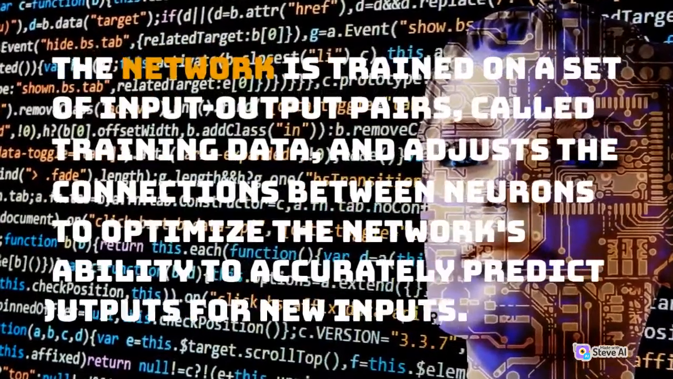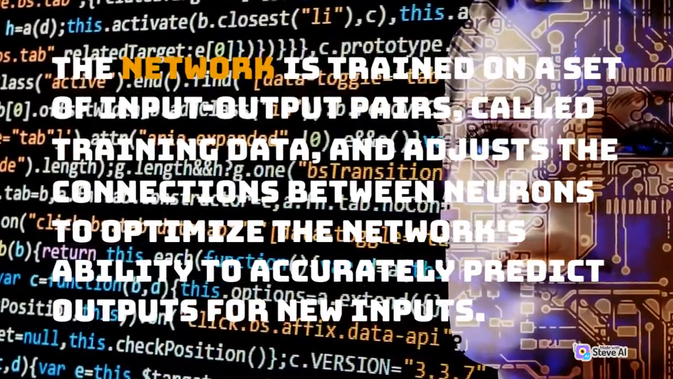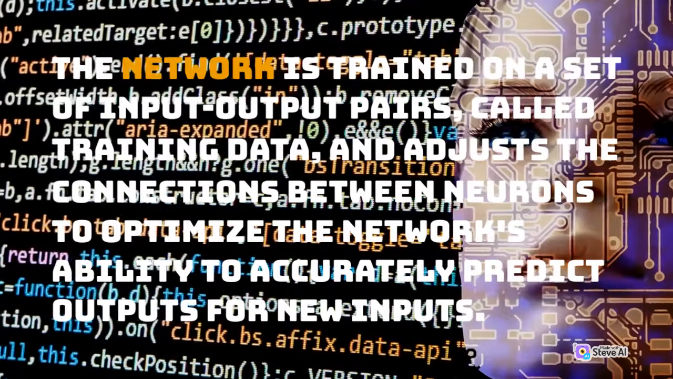The network is trained on a set of input-output pairs, called training data, and adjusts the connections between neurons to optimize the network's ability to accurately predict outputs for new inputs.